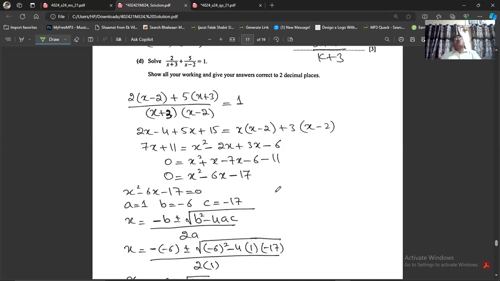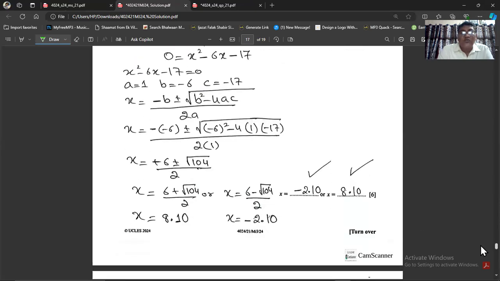So here we have a quadratic equation, and we are going to apply the quadratic formula. The a here is 1, the coefficient of x squared. The b here is minus 6, the coefficient of x. And c here is minus 17, the constant. The quadratic formula says x equals minus b plus or minus the square root of b squared minus 4ac, the whole thing divided by 2a.